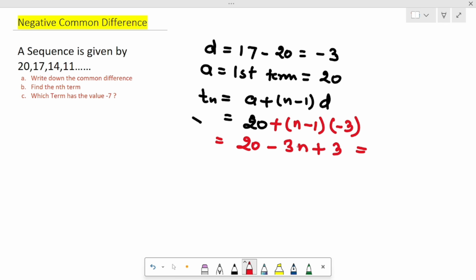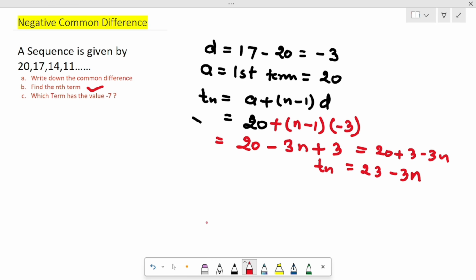Now if you see these 20 and 3 are both numbers, so I'm just rearranging so that you will get a better understanding of this one. And this is minus 3n. So now I am writing here 23, because 20 plus 3 is going to be 23, and then minus 3n. Now we cannot further simplify because one is a number, another is a number with a variable. So this is going to be our answer for the second case, which is the nth term. Now they're asking which term has the value minus 7.